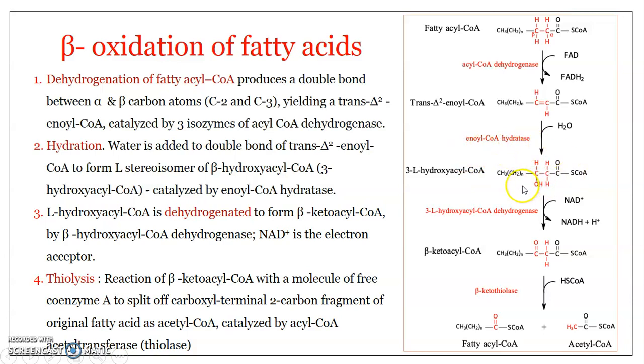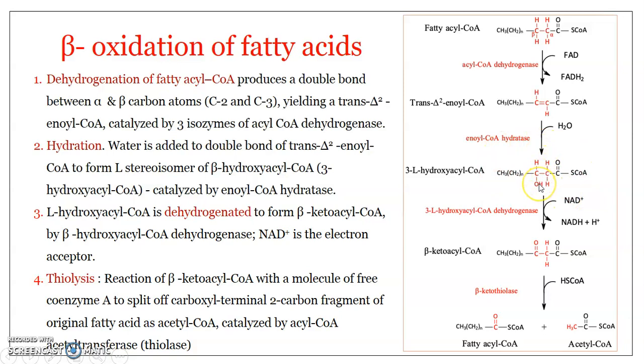Now the 3-hydroxy acyl coenzyme A, produced as a result of hydration, undergoes dehydrogenation, or oxidation. So this is the second oxidation step, or second dehydrogenation step. Here NAD plus is the hydrogen acceptor, or the oxidizing agent, as a result of which 2 hydrogen atoms are released, and NAD plus gets converted to NADH, and a free hydrogen ion is produced. It is released. Now what happens to 3-hydroxy acyl coenzyme A?